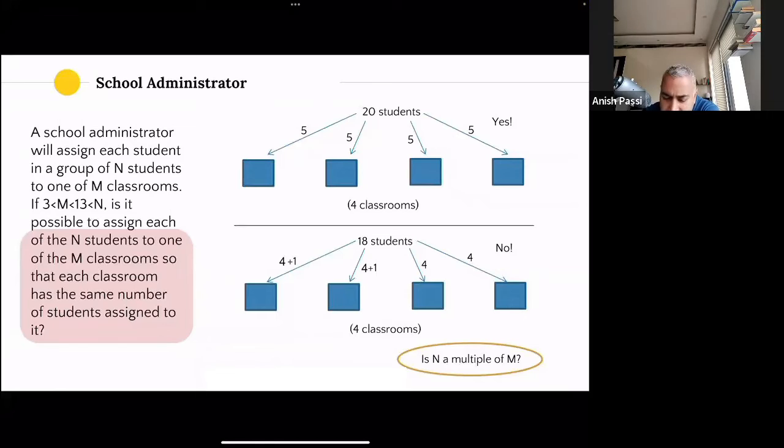I hope it didn't throw you off. Is it possible? If the number of students is a multiple of the number of classrooms, then it is possible. For example, 20 and 4, 20 and 5, 20 and 2, 20 and 10. If the number of students is not a multiple of the number of classes, then we can't divide them equally. So 18 and 4, as an example. Okay. So the question essentially is: is n a multiple of m?